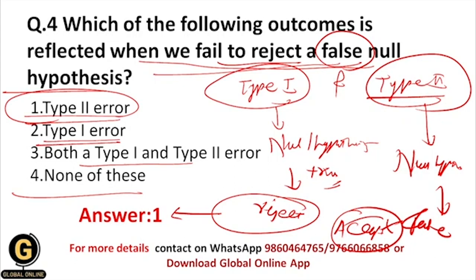And that's why your correct answer should be either type 2 error or type 1 error. So you need to eliminate this option as a whole, whenever such kinds of questions are asked in your entrance exam. And that's why in this situation type 2 error is occurring.